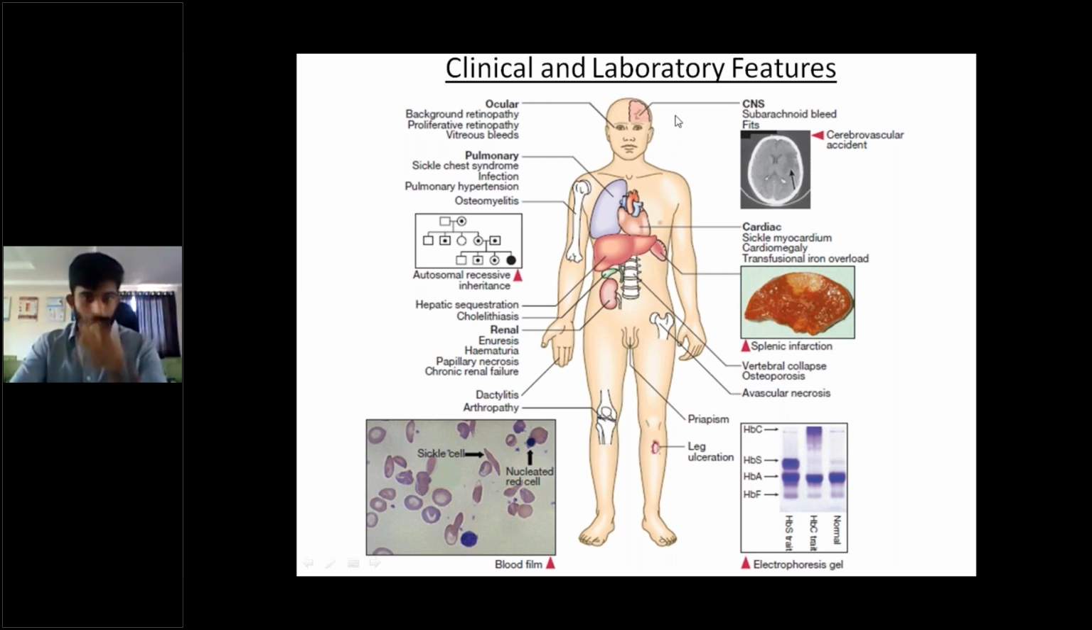So, in brief, these are the clinical and laboratory features of sickle cell anemia. There are ocular manifestations, CNS manifestations, cardiac manifestations, pulmonary manifestations, hepatic and gallbladder manifestations, renal manifestations, dactylitis, arthropathies, priapism, leg ulcerations, and splenic infection. Also, skeletal manifestations. So you get a peripheral smear done, you get a sickling test done. If the sickling test is positive, you go for hemoglobin electrophoresis. Hemoglobin electrophoresis, this is the picture you see.